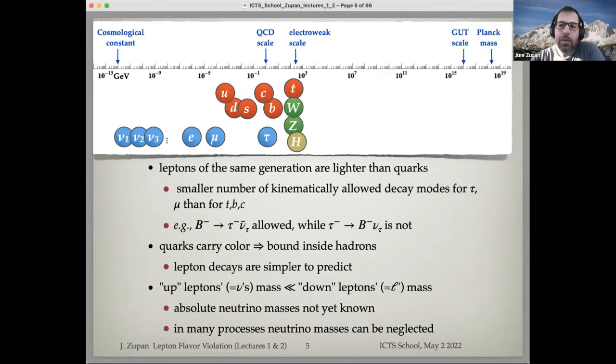The other thing to keep in mind is that the absolute scale for the neutrino masses is not known, but we know the mass differences squared, so the differences between the mass squared. And as I will show you in a few minutes, in many processes that we're interested in, the neutrino masses are completely irrelevant, so you can just neglect them.